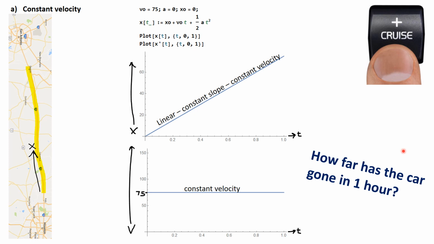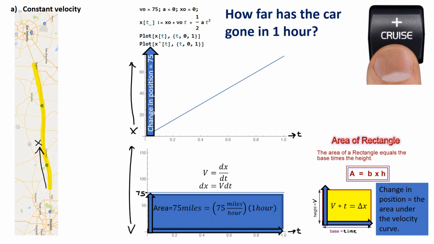How far has the car gone in 1 hour? This seems like a pretty silly question to ask, but it'll solidify slopes of lines and areas under curves. If I want to figure out how far the car has gone in 1 hour off of my position graph, how would I figure that out, versus if I want to answer this by looking at my velocity graph? How would I find position on my velocity graph?